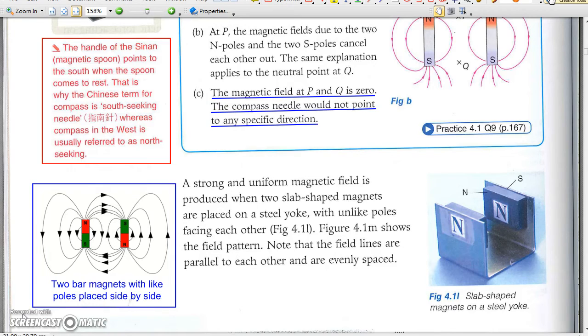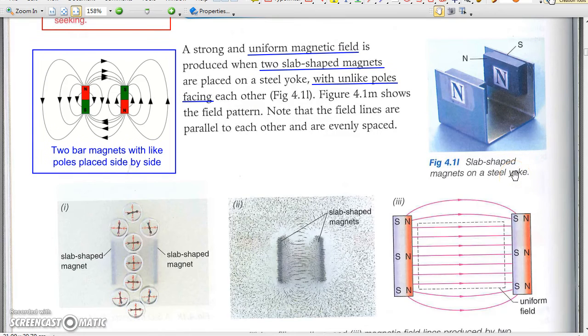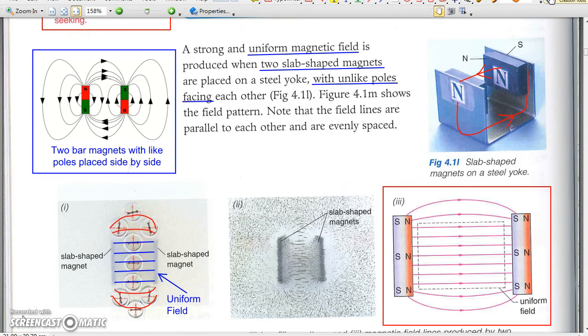By the way, slab-shaped magnets have a different pair of pole faces when placed with unlike poles facing each other, and better on a steel yoke, which directs the field lines to form closed loops. The magnetic field will be uniform, and hence parallel and evenly spaced field lines are produced.